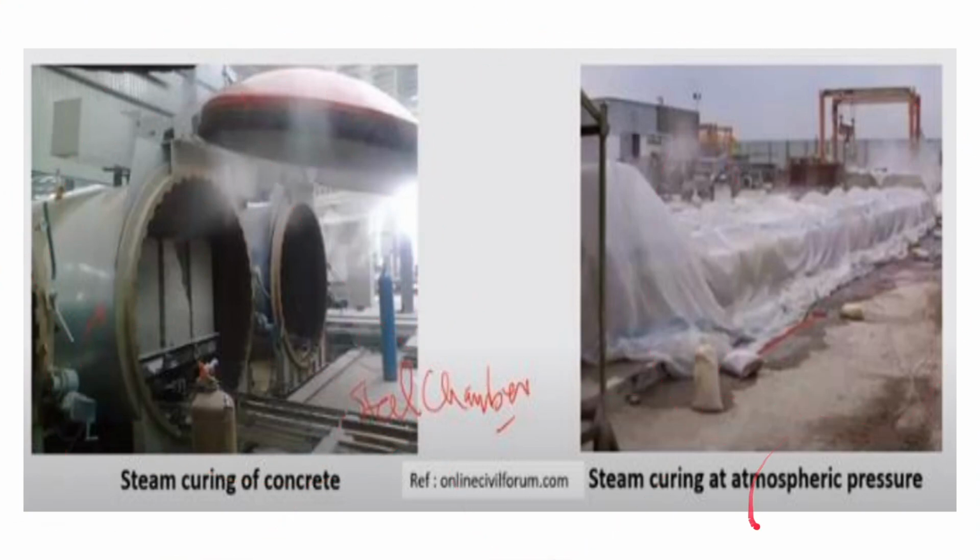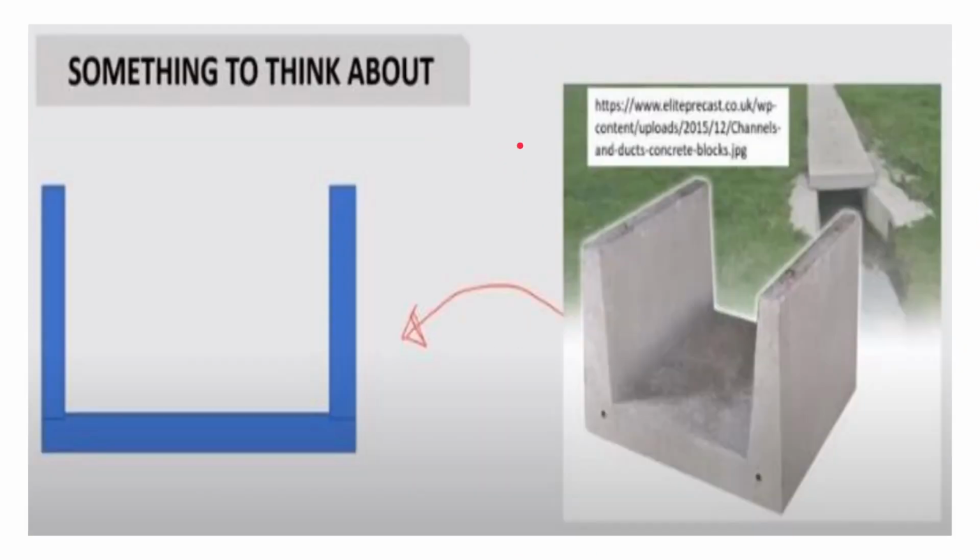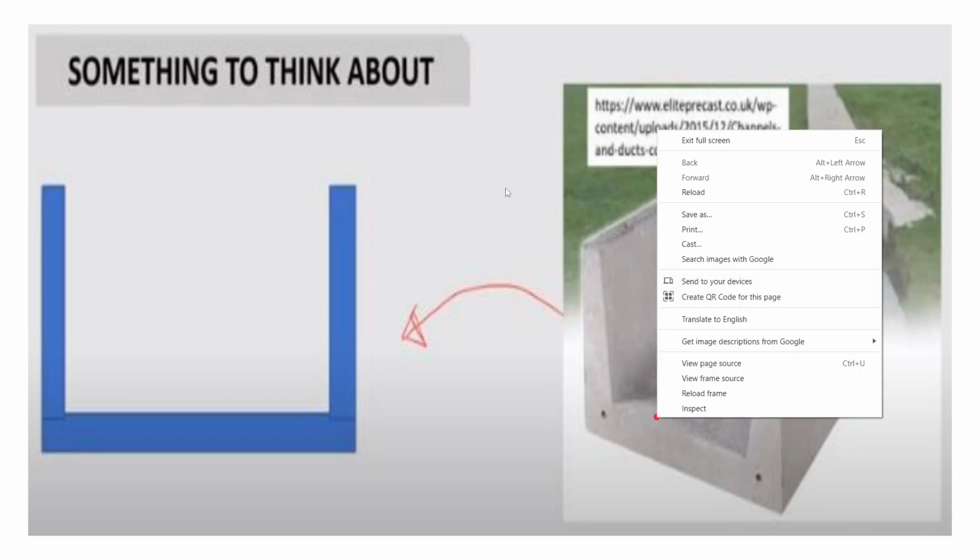And on the right side you can see the steam curing done at atmospheric pressure, okay. So both have their own advantages. And apart from that, we can use precast concrete for preparation of the slabs which are used in drains, okay. So that can be the drain precast slabs, that can be constructed in precast. So it has a lot of utility, okay.